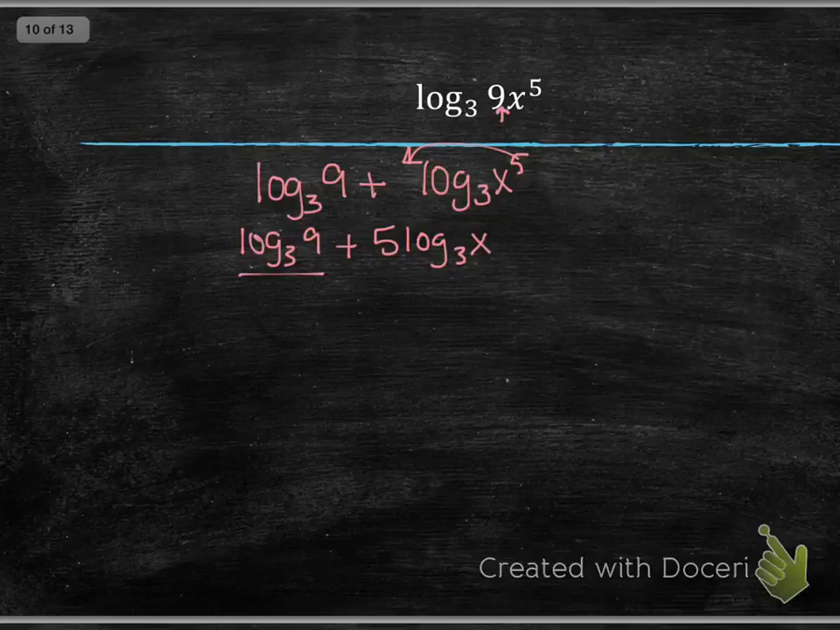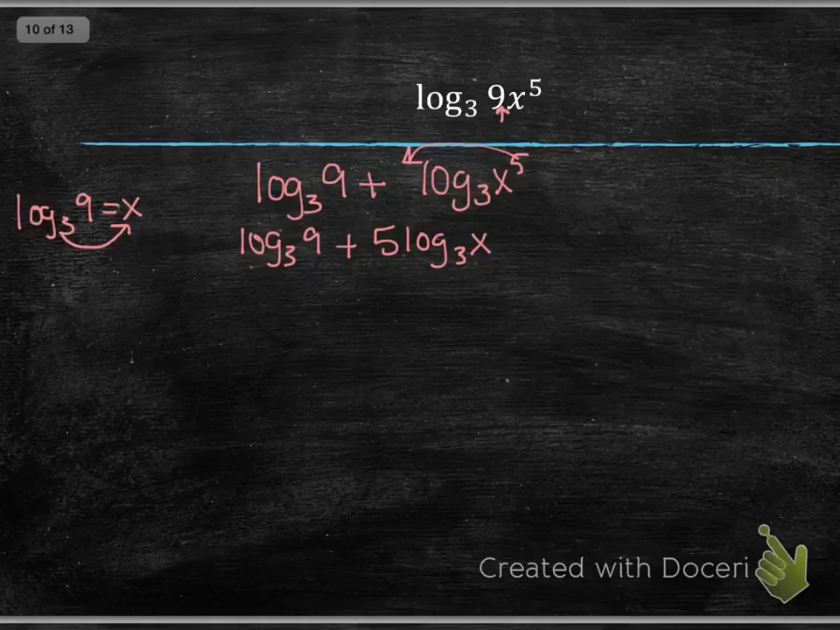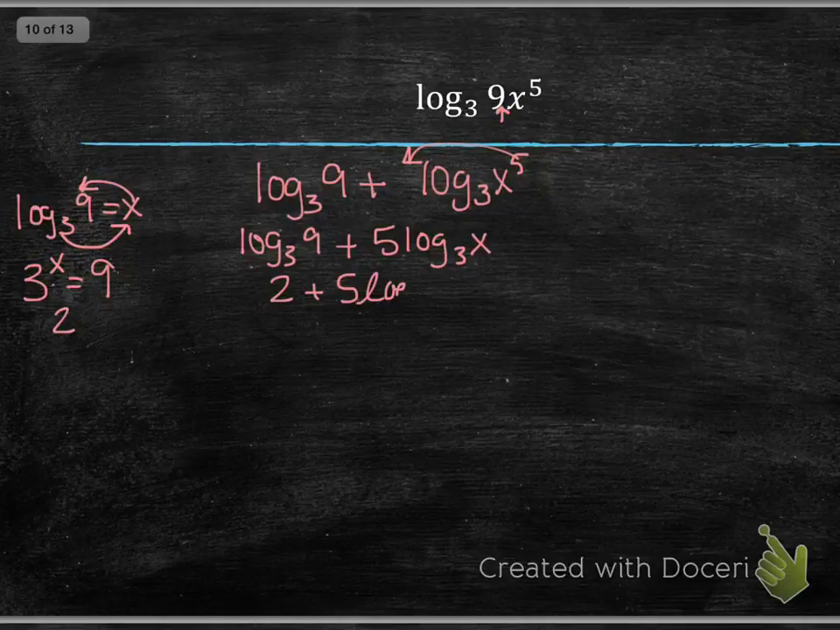My first set here is all numbers, so I'm going to see if I can simplify. So log base 3 of 9, I set it equal to x. I go base power what it's equal to. Well, I can plug 2 in to get that to be simplified. So here is my simplified version this time.